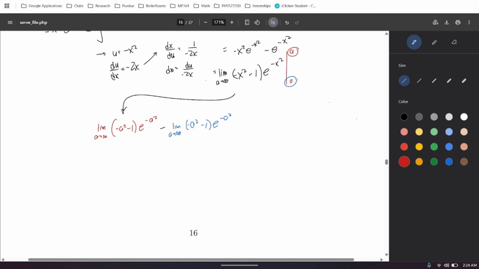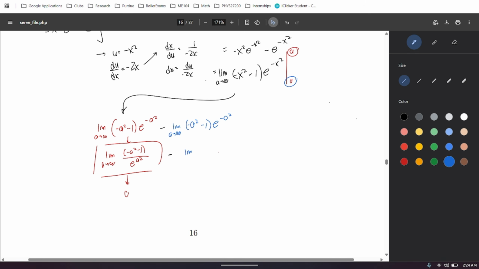As you can probably see here, it doesn't matter what's in this blob. What matters is out here, actually. You can rewrite this to become the limit as a approaches infinity of negative a squared minus 1 over e to the a squared. The denominator grows at an exponentially fast rate. So if the denominator approaches infinity faster than the numerator does, that means that this term here goes to 0.